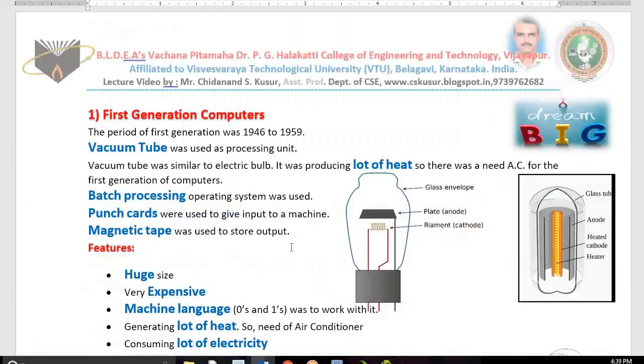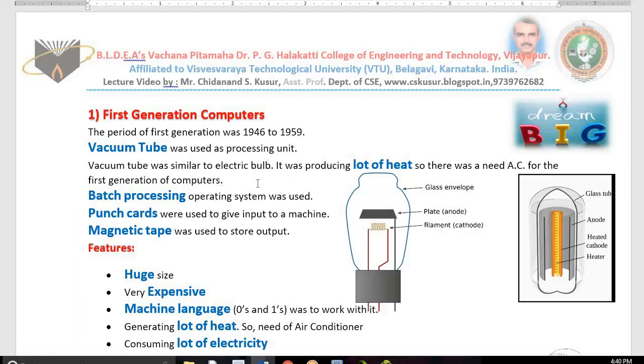Let us start our discussion with the first generation of computers. The period for the first generation was 1946 to 1959. And you can see the image of the vacuum tube. This was the processing unit within the first generation of computers. This processor itself was large in size and it was generating a lot of heat also. This vacuum tube was similar to an electrical bulb. It was producing a lot of heat, so there was a need for AC for the first generation of computers.